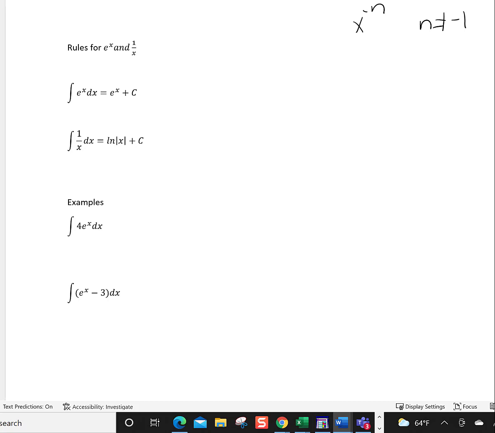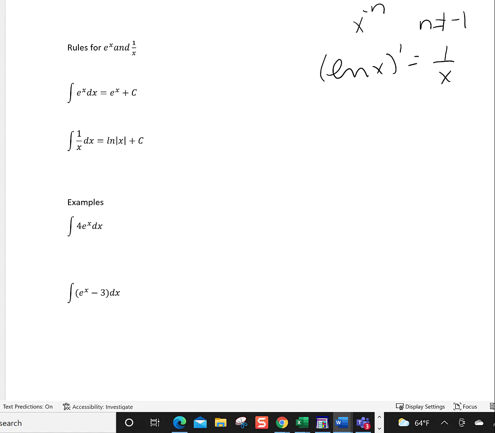The rule for 1 over x is it becomes natural log, and hopefully you remember when we took the derivative of natural log, we got 1 over x, so we want to pay attention to that. When you take the integral of 1 over x, though, we call it the natural log of the absolute value of x plus c.